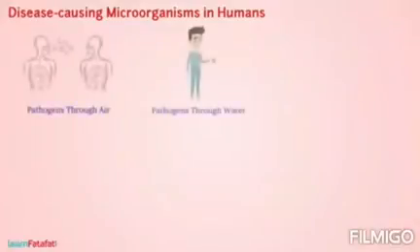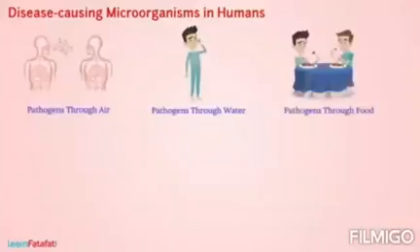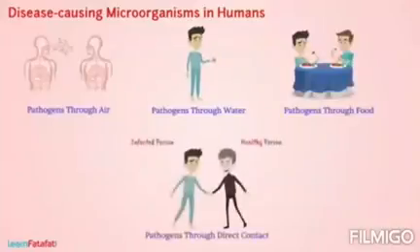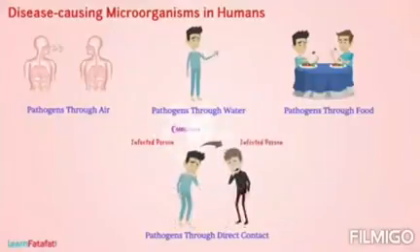Disease-causing microorganisms in humans. Pathogens may enter the body through air, water, food, or by direct contact with an infected person. The diseases that pass from an infected body to a healthy body and cause disease in the healthy body are called communicable diseases.